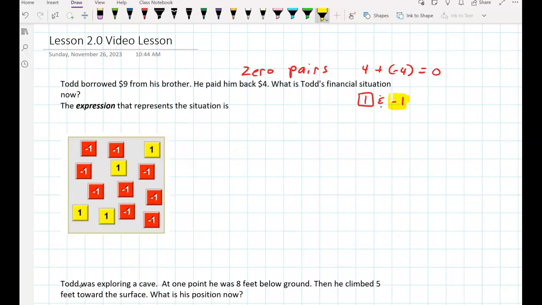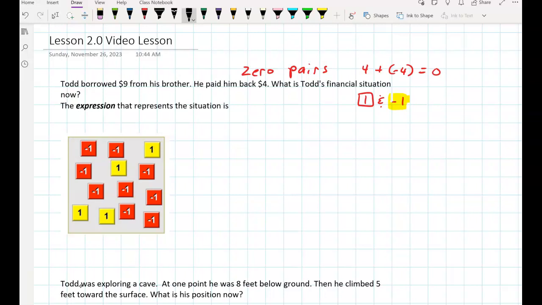Okay? So, let's look at our first situation here. It says that Todd borrowed $9 from his brother. He paid him back $4. What is Todd's financial situation now? Does he owe his brother money? Does he have money so he can spend? Or what's the deal? So let's take a look.